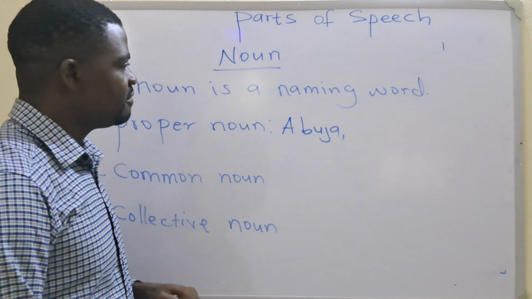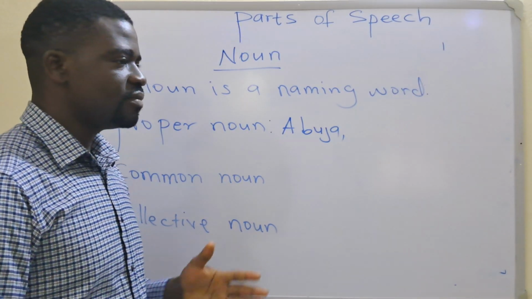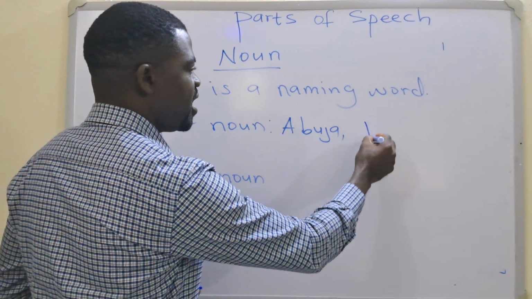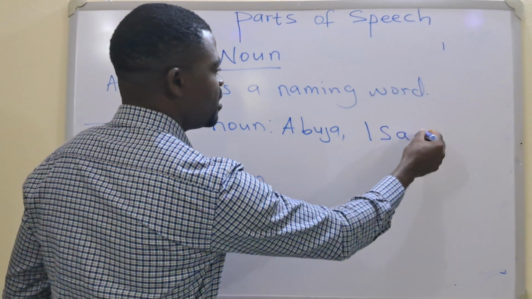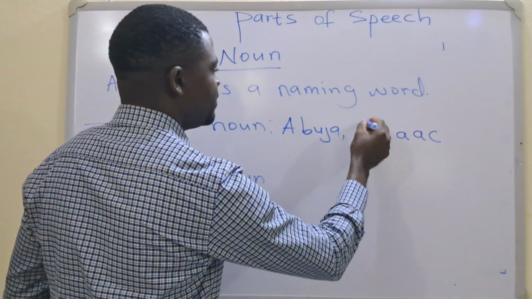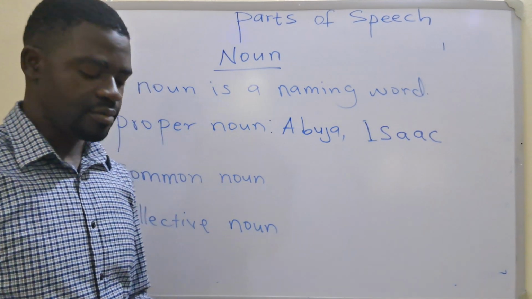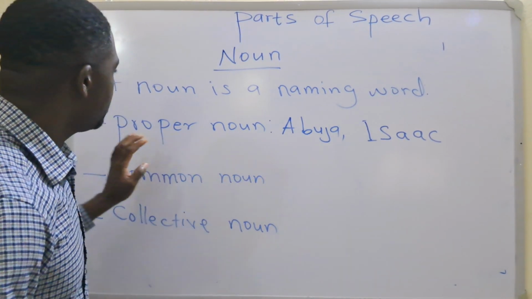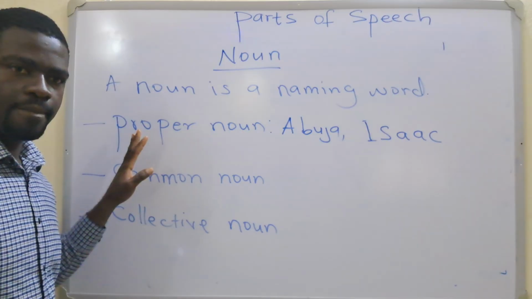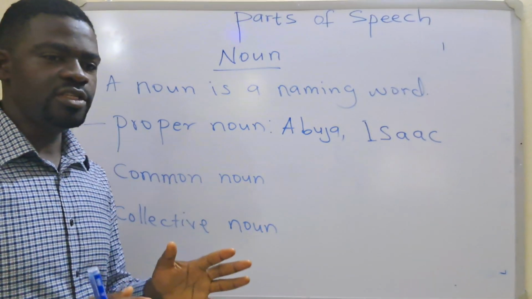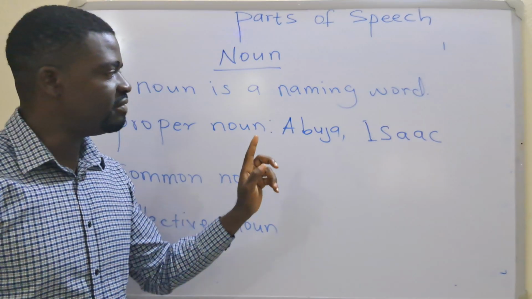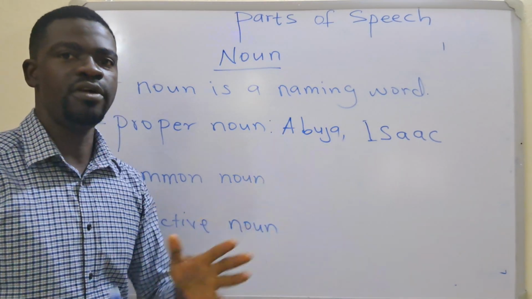You also have names of people, of course. My name is Isaac, so Isaac is a proper noun. Now, what is the thing about proper nouns? One quality of proper nouns is that they must be written with the first letter capital wherever they appear.